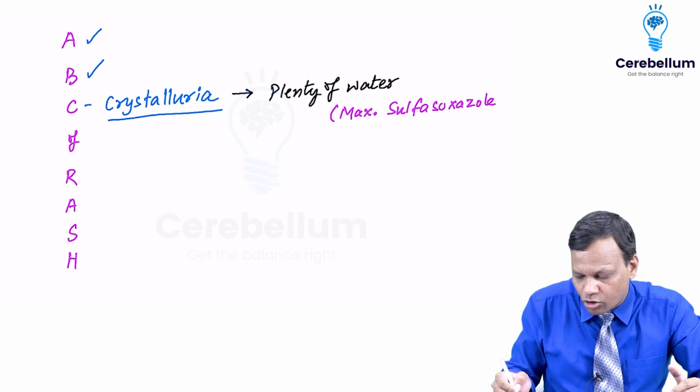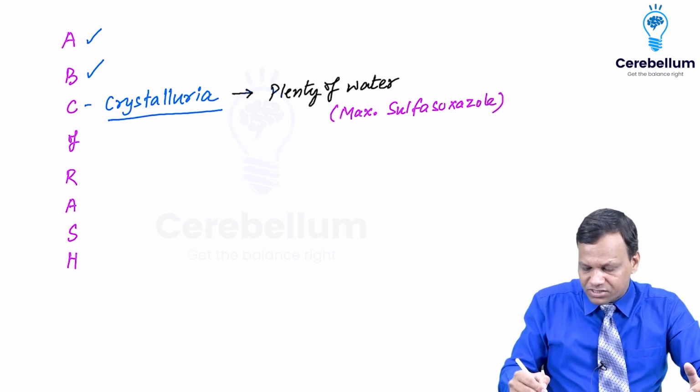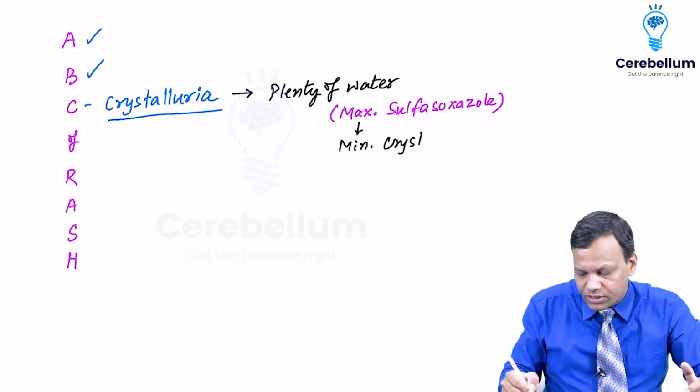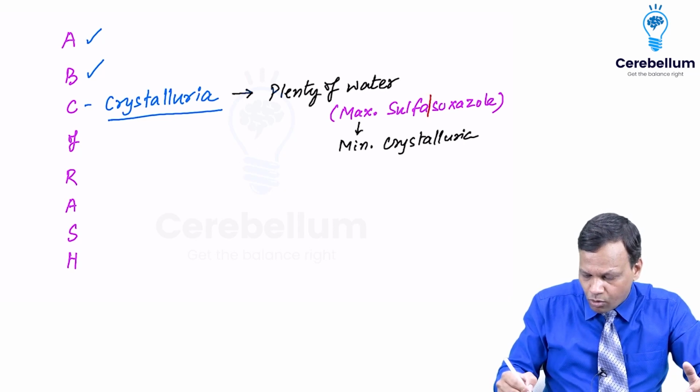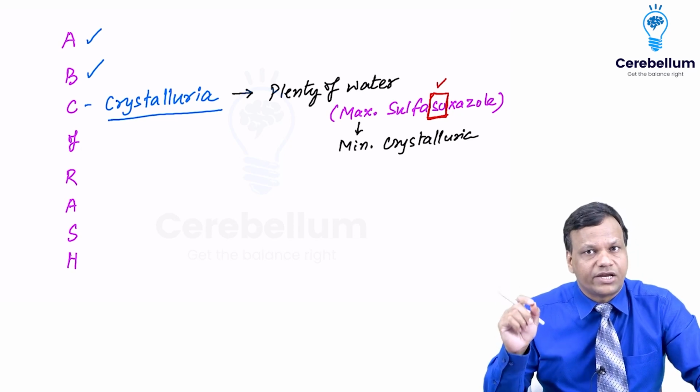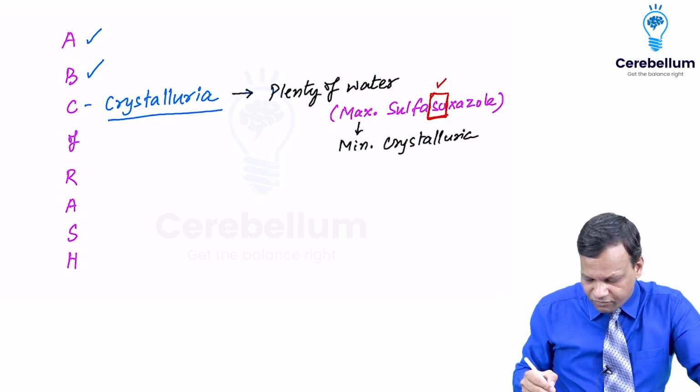Sulfasoxazole is most soluble, so it has minimum risk of crystalluria. Maximum soluble, so minimum crystalluria. You can remember from the name: SO means soluble. So most soluble is sulfasoxazole, so minimum risk of crystalluria. Okay. Then R for rash.